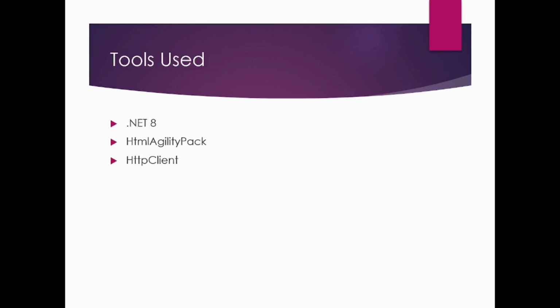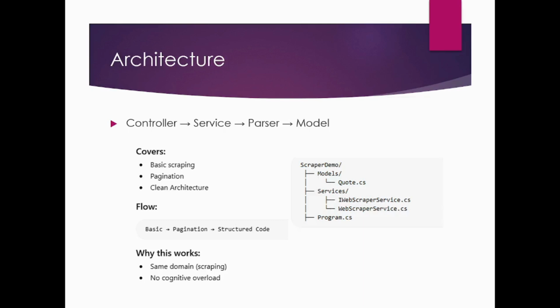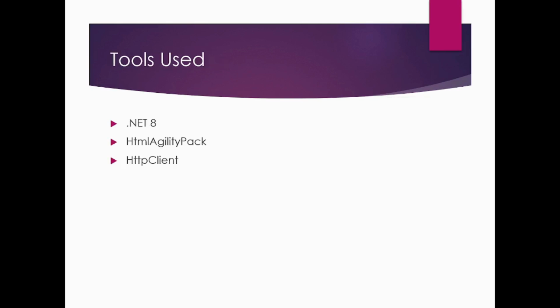Always remember that when you have to call a third-party client or third-party API, like quotes.toscrape.com, you need an HTTP client. You need .NET 8 and the framework. You need HtmlAgilityPack to read the content from the web page.